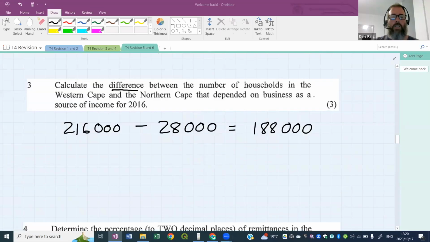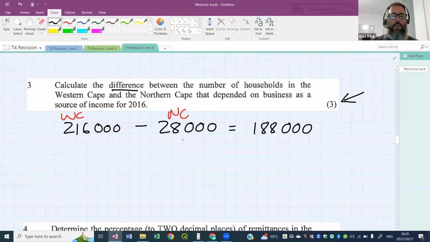All right, well done. I don't know why this is 3 marks though. You see, this is 3 marks for a very simple calculation. Makes me wonder. Calculate the difference between the number of households in the Western Cape that depend on business and source income. Well, we've done it. We've answered the question. Maybe they want us to state that this is the Western Cape and this is the Northern Cape. I don't know. I don't think you need to, but the two values are correct. Read off the graph and subtract them. Maybe 1 mark for the two values being correct, 1 mark for subtracting and 1 mark for the answer. That's probably where the 3 marks come in.